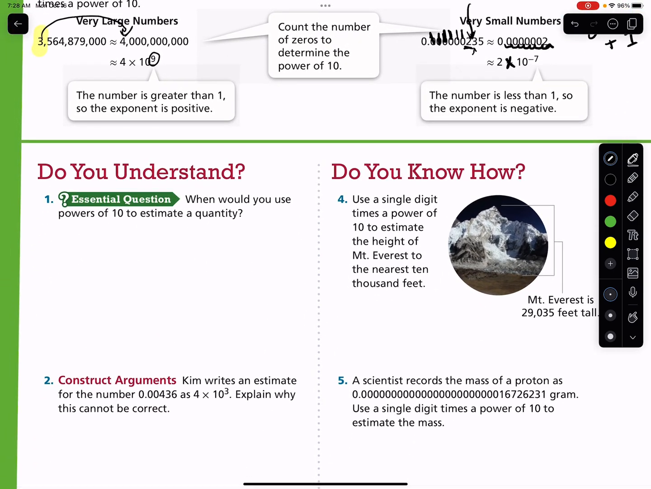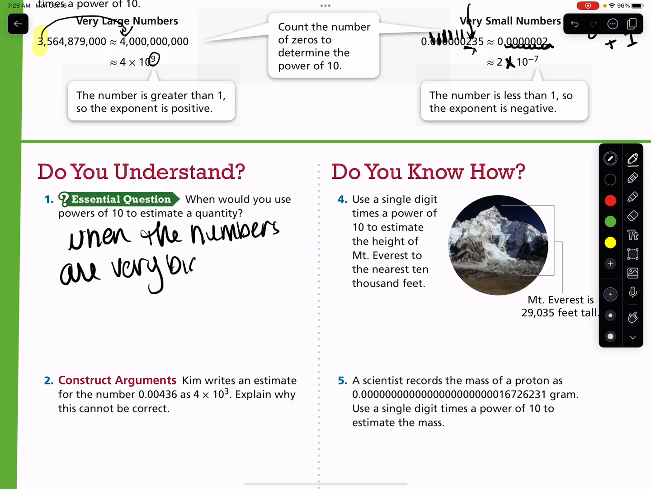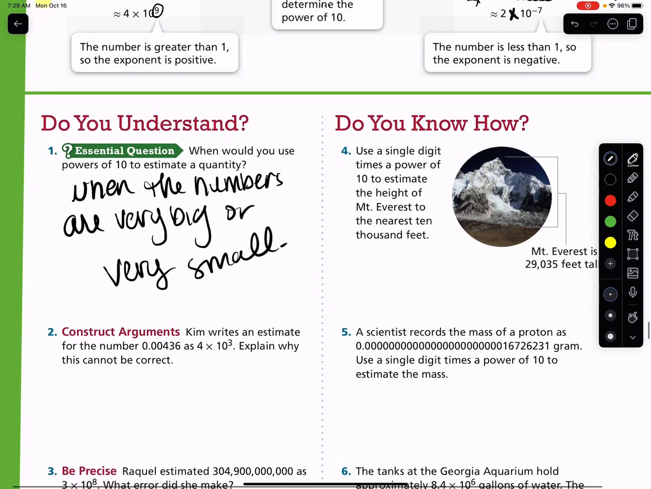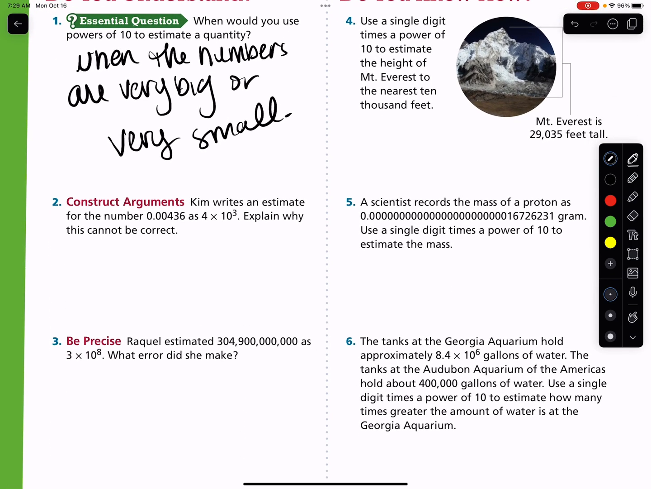All right, so let's come down here. When would you use the powers of 10 to estimate a quantity? When the numbers are very big or very small. Construct arguments. Ken writes an estimate for the number as 4 times 10 to the third. So explain why this cannot be correct.